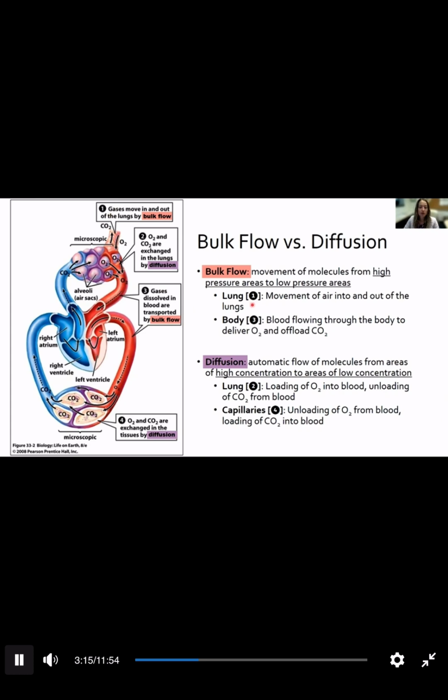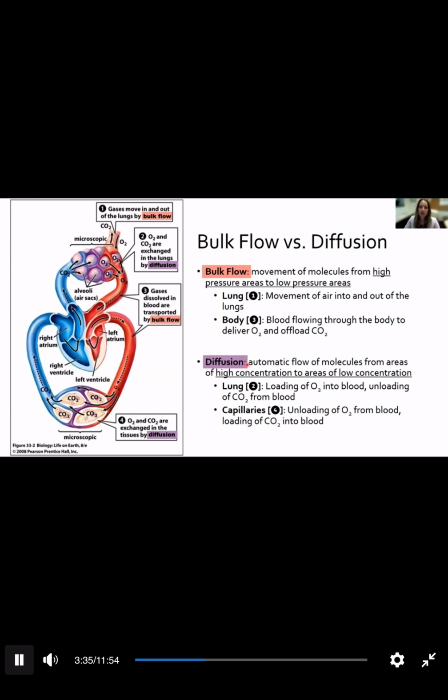I've put the numbers here to orient you. At the lung, we have bulk flow where gases are moved into the lungs, and we have bulk flow at the level of the body where dissolved gases are flowing through the systemic circulatory system.